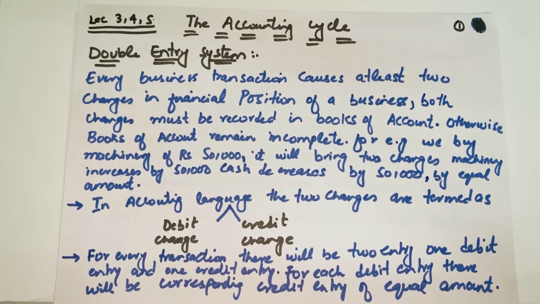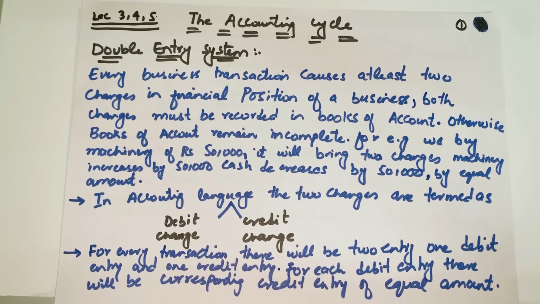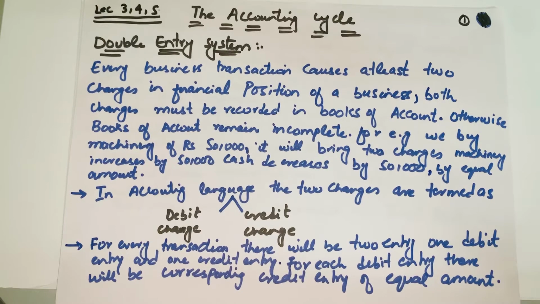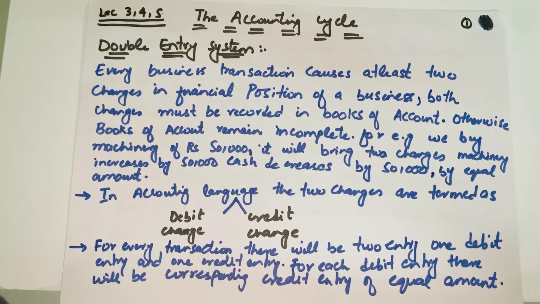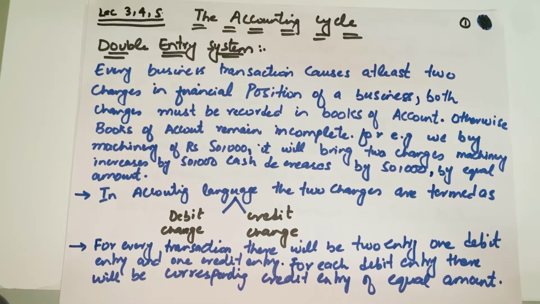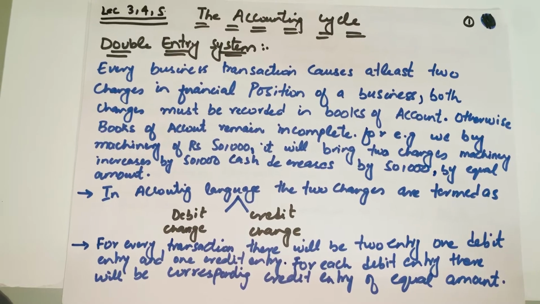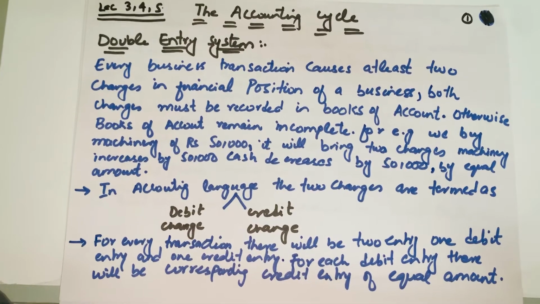So in today's lecture, we are going to cover the accounting cycle. The accounting cycle basically starts from the T accounts, then we have the journal, then we have the ledger, and we have the trial balance. So the accounting cycle basically comprises four major steps, starting from the T accounts and ending at the journal. In order to understand the concept of the accounting cycle, first we need to understand the concept of the double entry system.